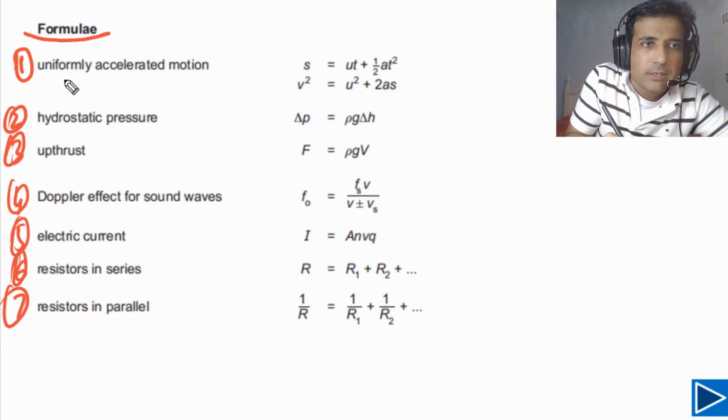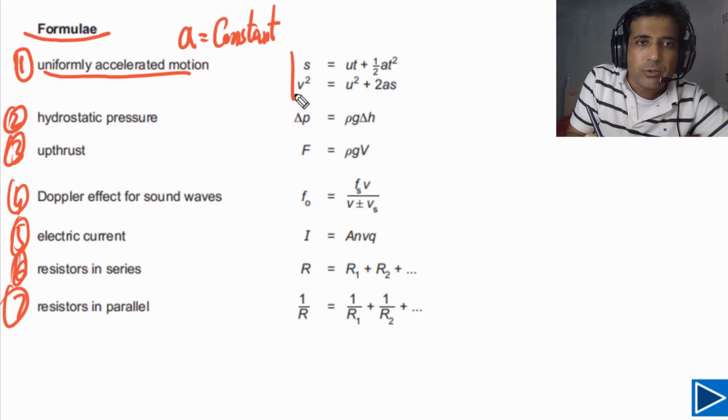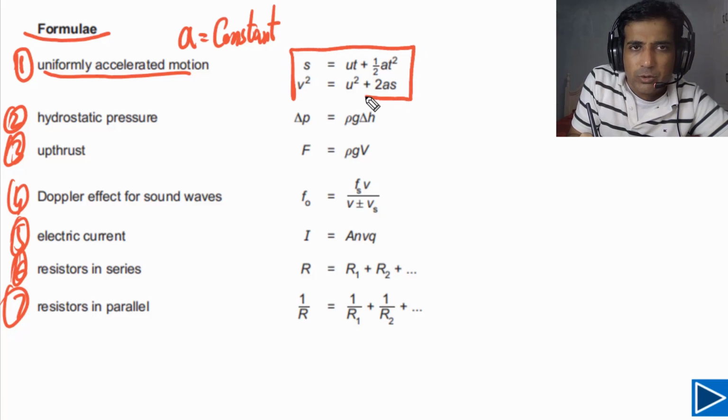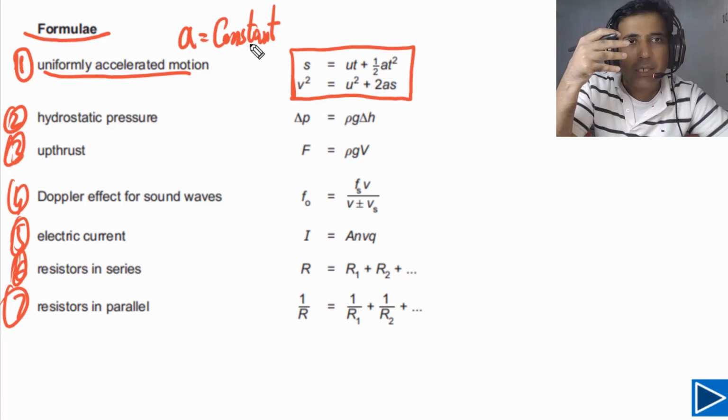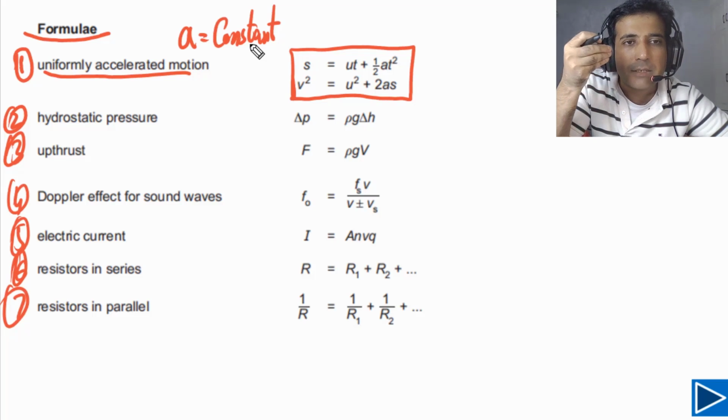The first one is about accelerated motion, if acceleration is constant, meaning when acceleration is uniform. So these two formulae you can only use if a is constant. a is constant means that the value of a is not changing with time, or simply you can understand the value of a is just one value, and that value is not changing with time.